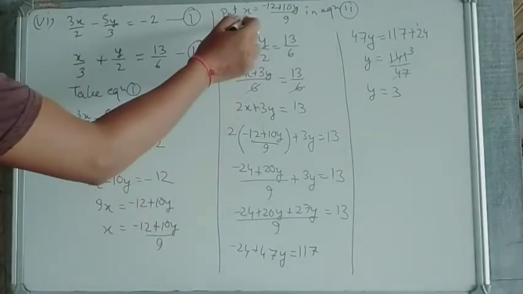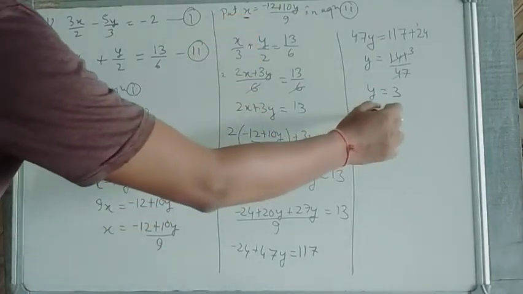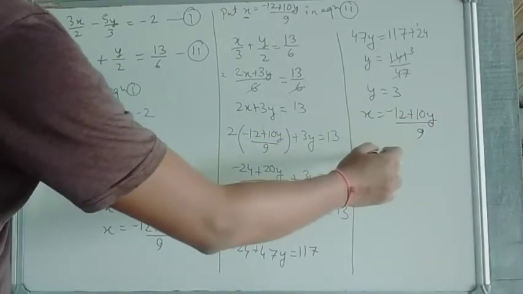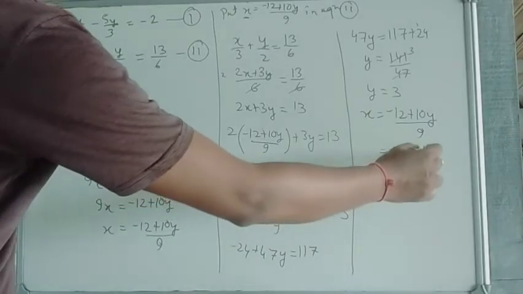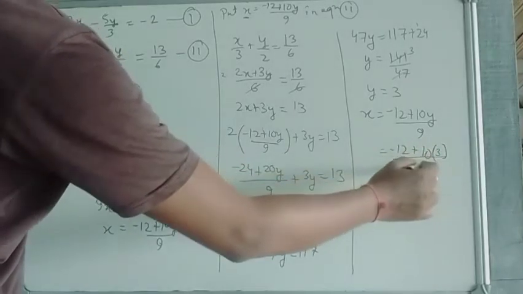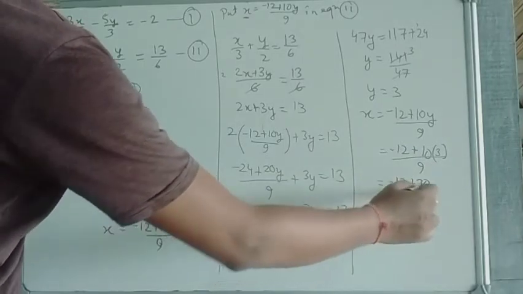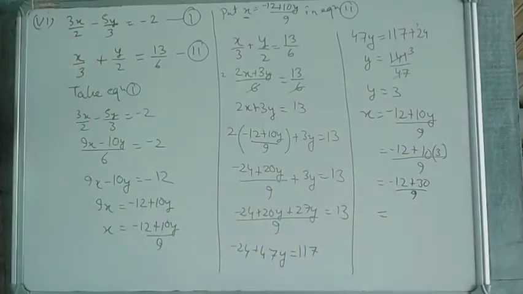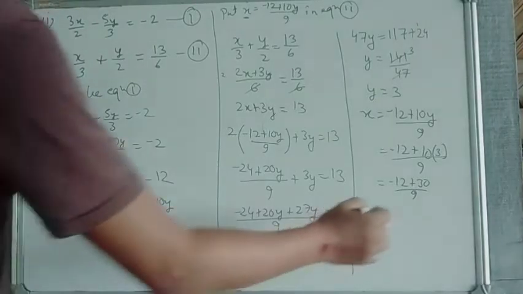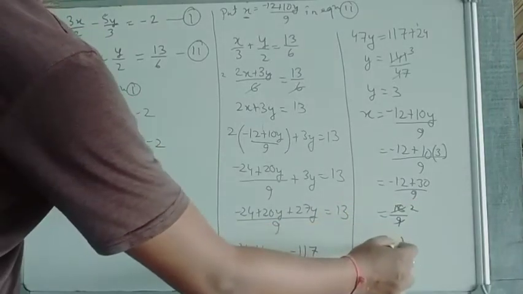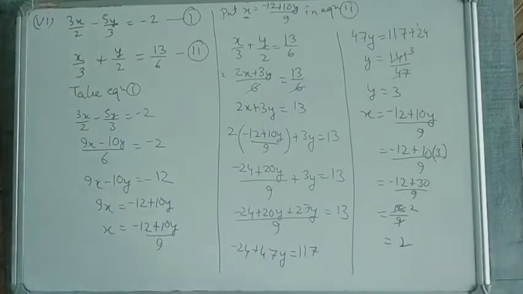Now we will go for the value of x. So x is equal to what? Minus 12 plus 10y by 9. So minus 12 plus 10 into 3 by 9, minus 12 plus 30 by 9. So minus 12 plus 30 will be 18 by 9, that is 2. x equal to 2 is the answer.